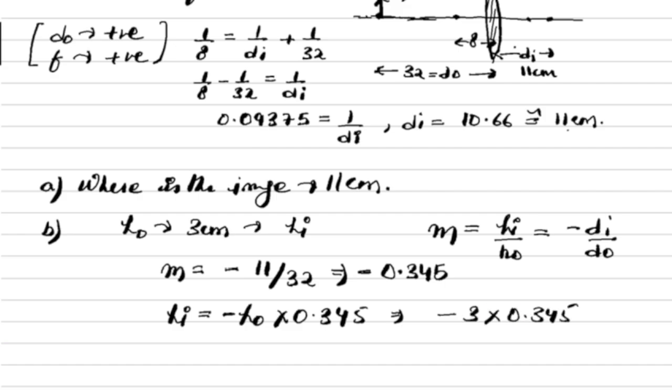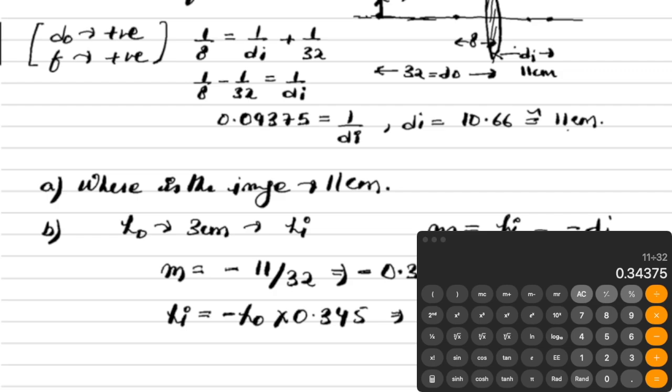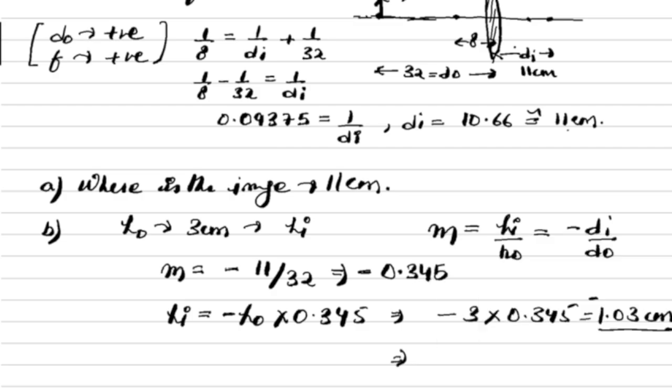Let me use my calculator. So I have already calculated this. I will just multiply it by 3, and let's see, it is 1.03 or around 1 centimeter tall. Okay, and will I get a negative sign? Of course. So the negative sign is important. It is saying around minus 1 centimeter. I'm getting the height of image.